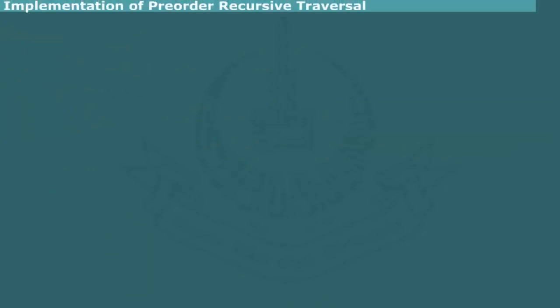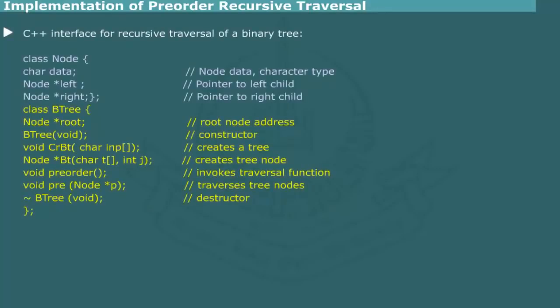Implementation of pre-order recursive traversal. We now examine the code to implement the recursive algorithm for pre-order traversal. A C++ interface for the tree is shown in the figure. Each node would contain a single character. Further, it includes two methods, CRBT and BT. These are used to create the binary tree. It also contains a pre-order method to traverse the tree in pre-order.